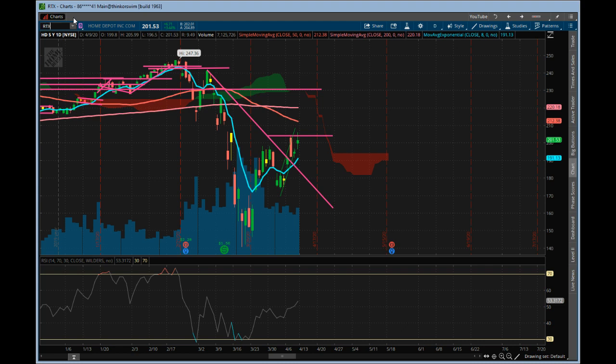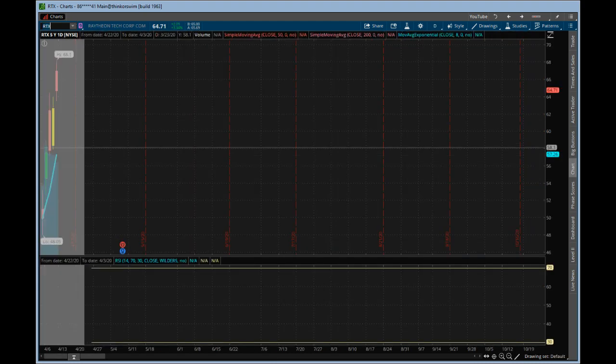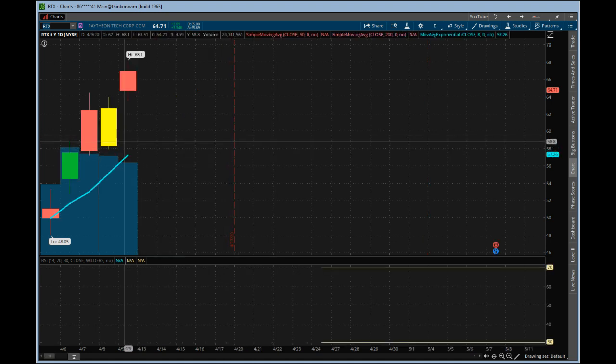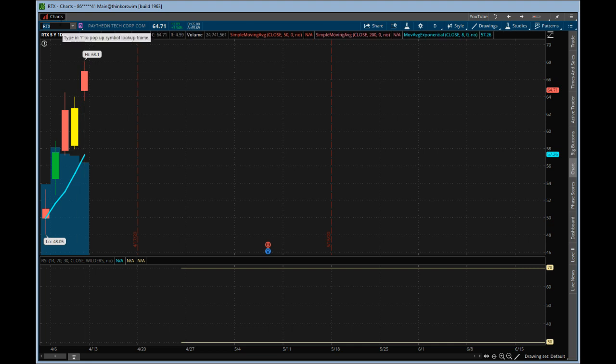And then RTX, here's the new one on the Dow after this merger with UTX and RTN. Inside day up on Friday, and then it reclaimed some of its levels right there. So definitely an interesting one to keep an eye on.